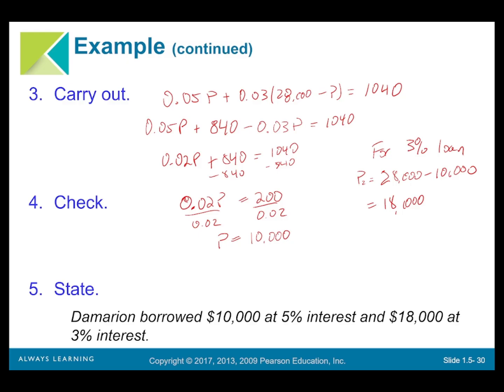You can check your work by plugging the P-value of 10,000 back into the formula. I'll let you do that on your free time. But to finish it out and make a statement, Damarian borrowed $10,000 at 5% interest and $18,000 at 3% interest. And notice it is a split of 28,000 between the two different ones. So we know that answer also makes sense.